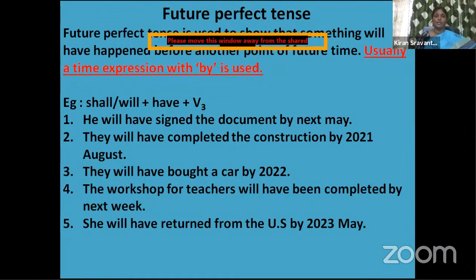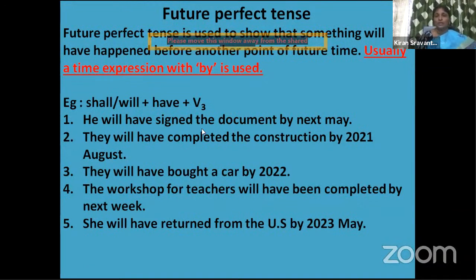Then coming to the third sentence, they will have bought a car by 2022. And if you take one more live example, by 2022 March, we will have completed our intermediate. You can express that using future perfect tense. And the fourth one, the workshop for teachers will have been completed by next week. And after next week, it will not be there. Then fifth sentence, she will have returned from the US by 2023 May.